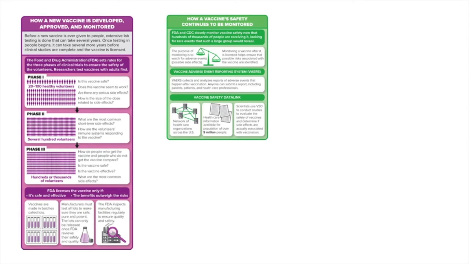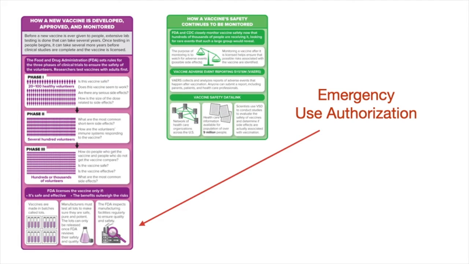Phase 3 involves hundreds, usually thousands, almost always thousands of volunteers asking the questions again. Is it safe even in all of these people? Is it effective in all of these people? And how do people who get the vaccine and people who do not get the vaccine compare in their natural experience when they're exposed to this virus? In that case, the FDA will license it. In the case of the COVID-19 vaccines, it was given emergency use authorization.